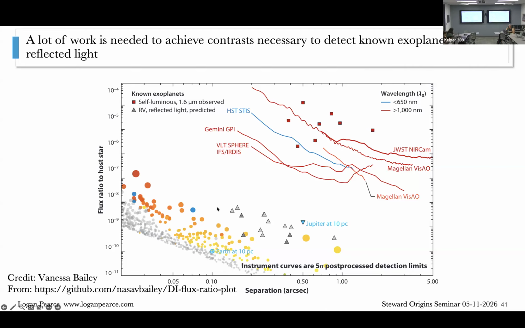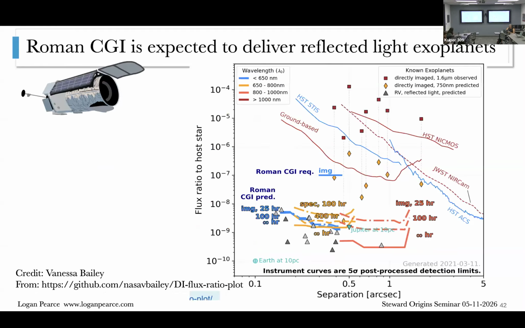So this is a plot from Vanessa Bailey showing hundreds of known exoplanets and reflected light contrast, separation on the x-axis, contrast on the y-axis, and then some thermal emission planets, and overlaid contrast curves for current technology and past technology. So the way you read a contrast curve is if it's above and to the right, it's detectable, below and to the left, it is not detectable. And so you can see there's a large gap here that needs to be bridged between technology and reflected light planets. But upcoming technology is expected to bridge that gap.